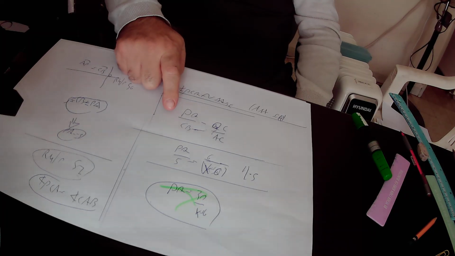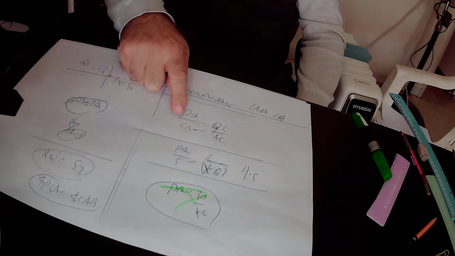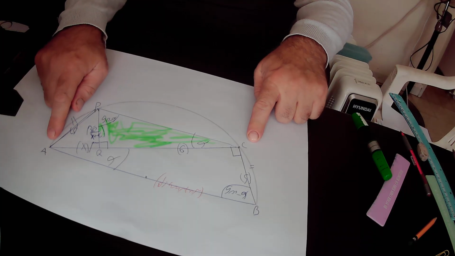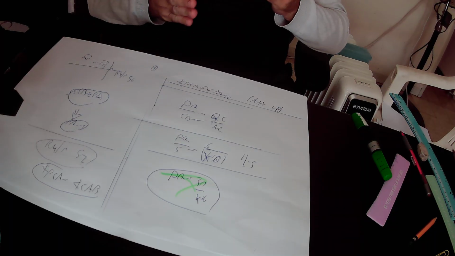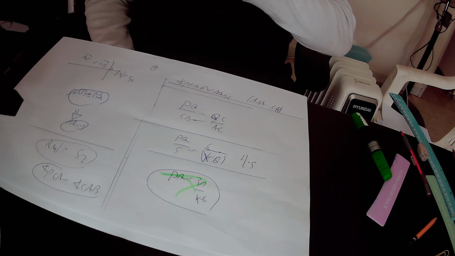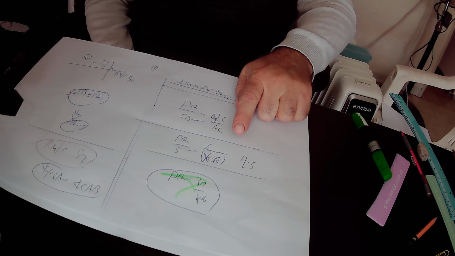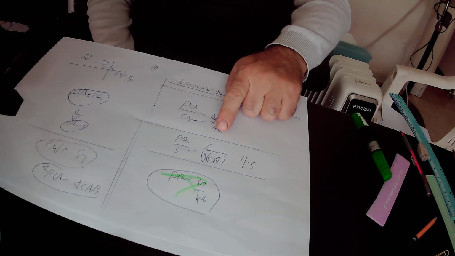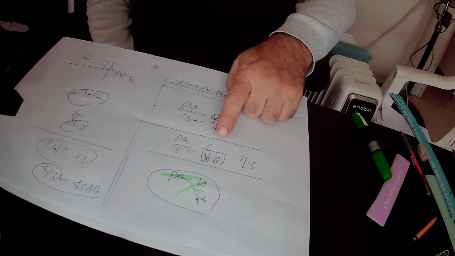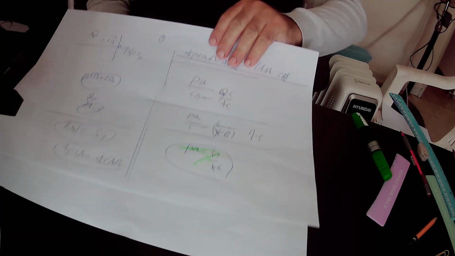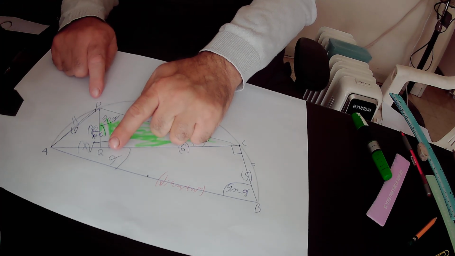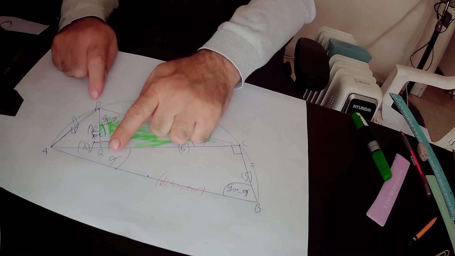PQ is the missing side, so we leave it as it is. CB is 5, QC is 6, and AC in total equals x plus 6. So PQ over 5 equals 6 over x plus 6. Here we multiply this equation by 5, and find that the missing side PQ equals 6 times 5, which is 30, so in total this expression equals 30 over x plus 6. This is the missing side PQ, which equals 30 over x plus 6 units in its length.